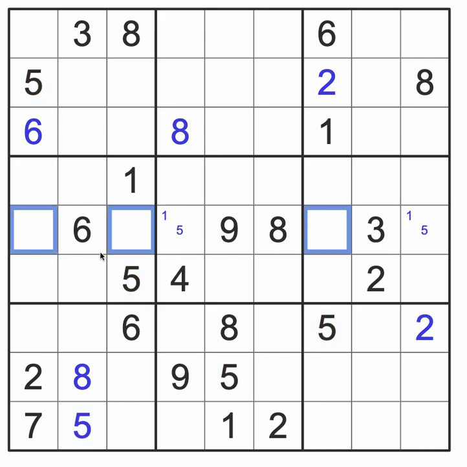That gives me a triple here of 2, 4, and 7. And this cell is blocked by 2 and 7 here, meaning this is 4. And here's 2, so this is 7. And that means this is 2.